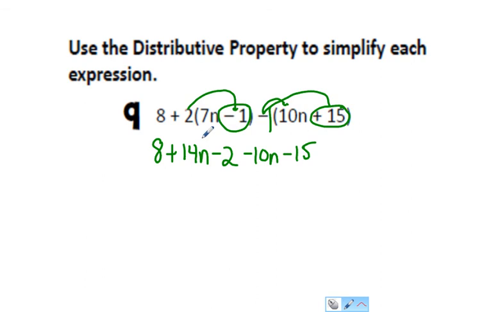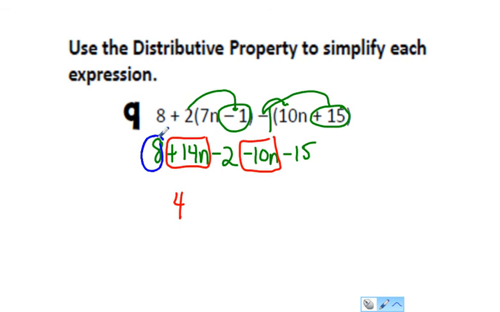So let's look at all our n's here. We have a positive 14n and a negative 10n. So 14 minus 10 is 4. And then we have a positive 8, a negative 2, and a negative 15. So we have negative 17 plus 8 is negative 9. That was an n there. So 4n minus 9.